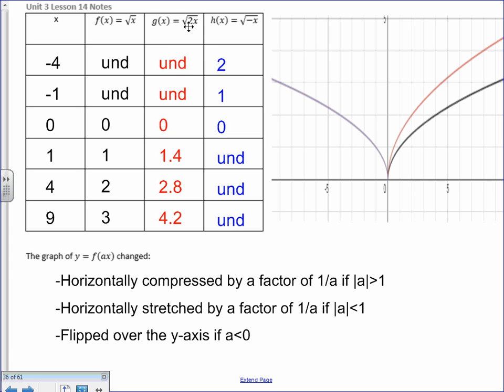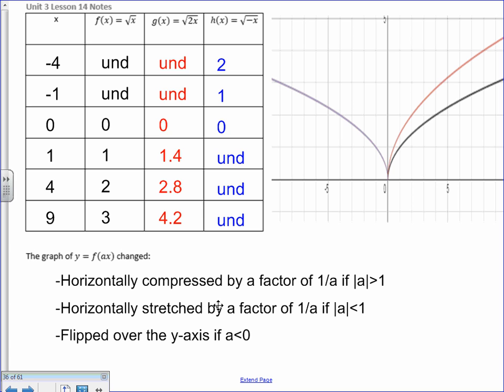So in G, if we remember what you wrote down, it was horizontally compressed by a factor of 1/2. So right down here, the function gets horizontally compressed by a factor of 1/a. So whatever the reciprocal of this number is. So it doesn't get stretched by 2, it gets compressed by 1/2. If the absolute value of a is bigger than 1, it's compressed, and then it's stretched by the same factor, 1/a, if the absolute value of a is less than 1. And then finally, if a is negative, it's flipped over the y-axis.